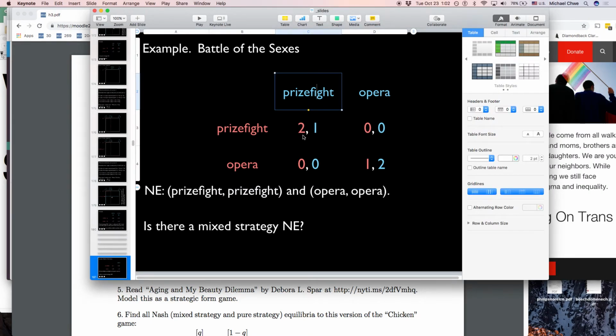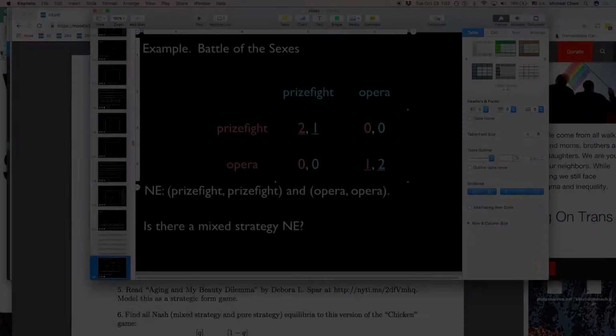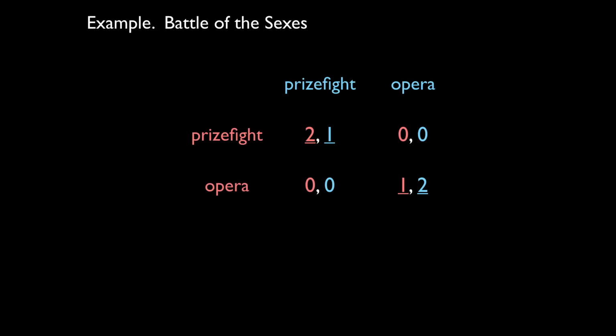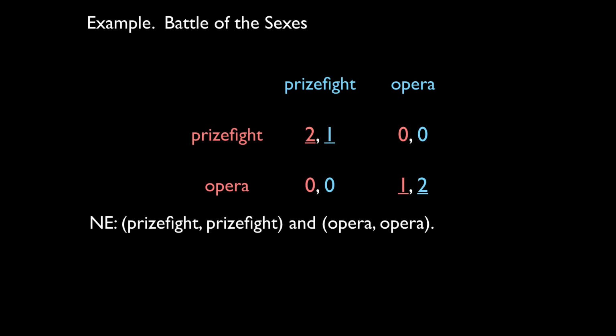If 2 plays prize fight, what's 1's best response? If 2 plays opera, 1's best response is opera, right? 1 is better than 0. If 1 does prize fight, 2's best response is prize fight. If 1 does opera, 2's best response is opera. Okay. So, do I have any pure Nash equilibria? Yes, I have 2 of them, in fact. They both go to the prize fight, or they both go to the opera.